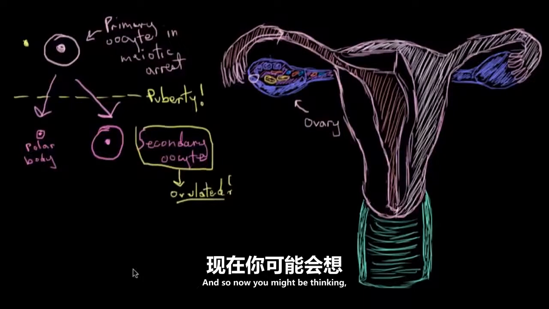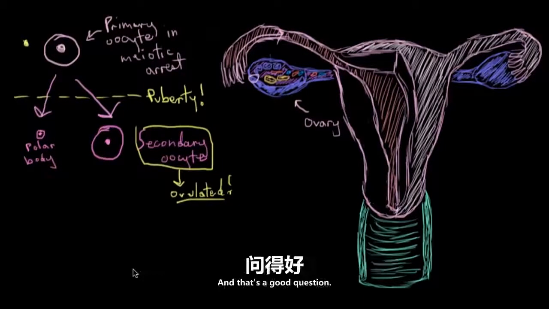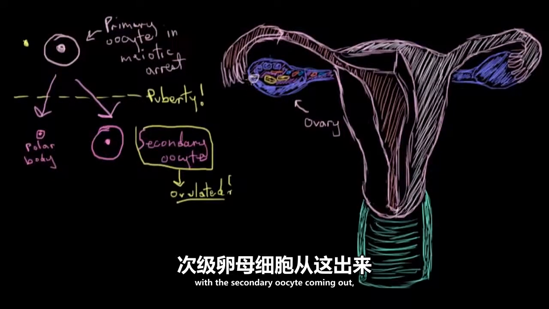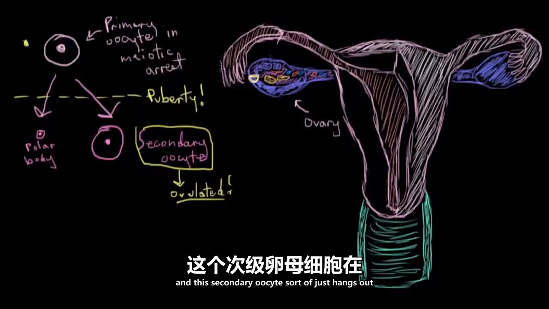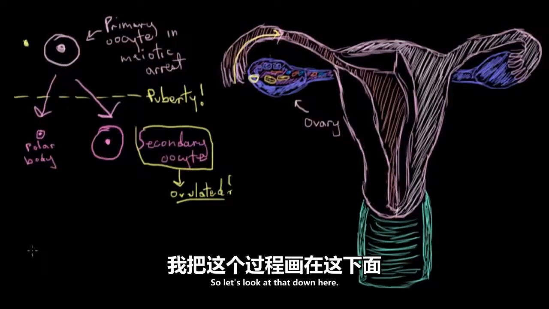And so now you might be thinking, well, meiosis is 2 steps, right? When does the second step happen? And that's a good question. So again, ovulation happens roughly here with the secondary oocyte coming out. And this secondary oocyte sort of just hangs out in the uterine tubes, and a sperm comes along and fertilizes the egg. So let's look at that down here.